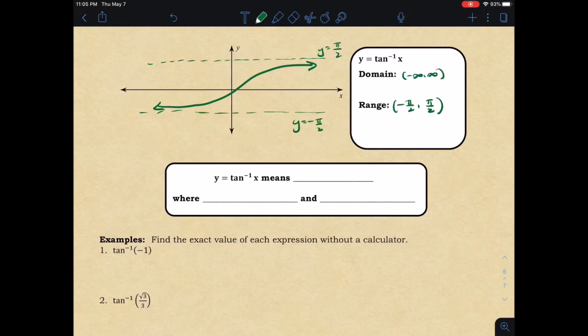So what does it mean when I say y equals tan inverse of x? That's the same thing as saying that tangent of y is equal to x. And again, here we say that x is between negative infinity and infinity, which just means x is all real numbers. And then y has to be between negative pi over 2 and pi over 2. So when you take tan inverse of a number, you have to make sure that your angle is between negative pi over 2 and pi over 2. So let's go right into our first example.